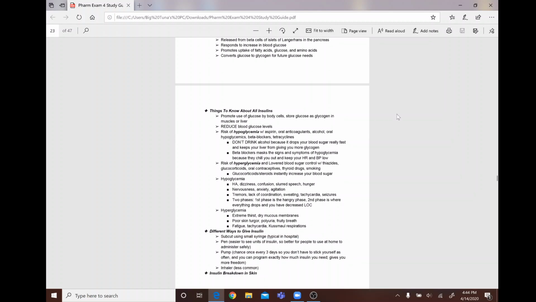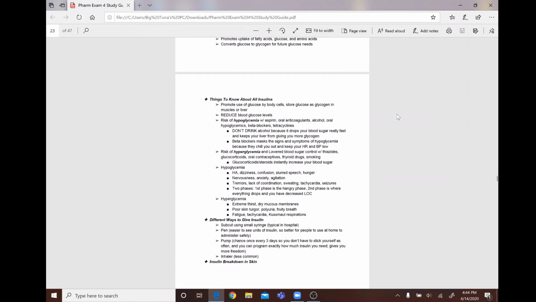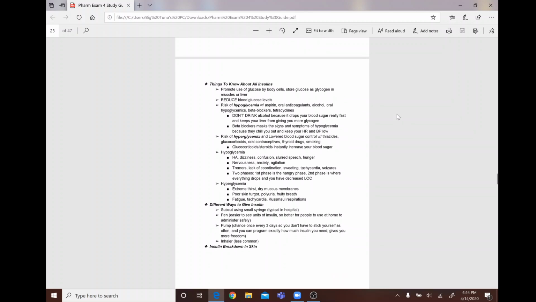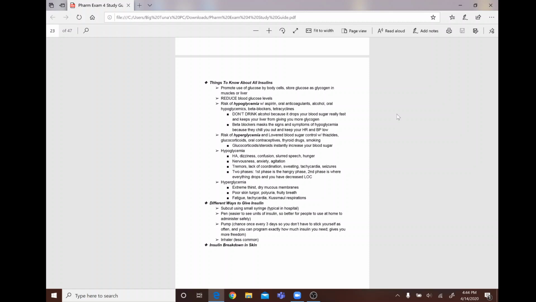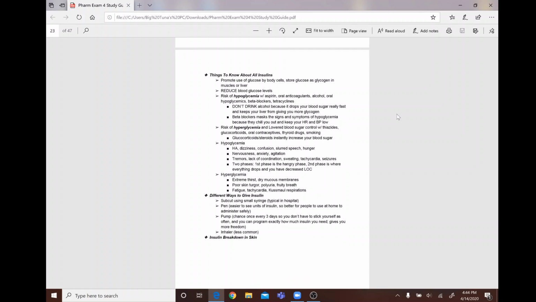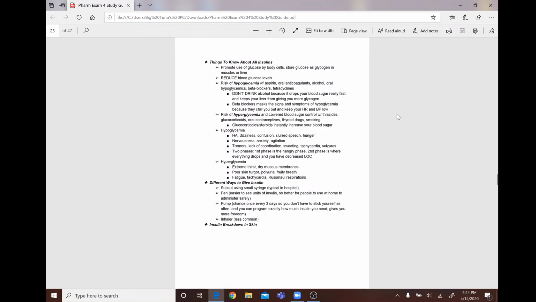Things to know about all insulins: promote use of glucose by body cells, store glucose as glycogen in muscles and the liver, reduces blood glucose level. Risk for hypoglycemia with aspirin, oral anticoagulants, alcohol, oral hypoglycemics, beta blockers, and tetracyclines. Don't drink alcohol because it drops your blood sugar really fast and keeps your liver from giving you more glycogen.